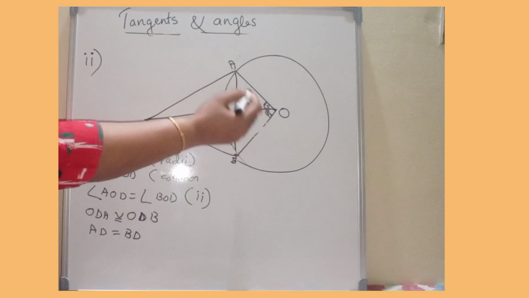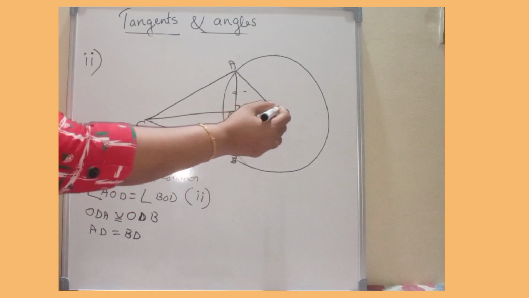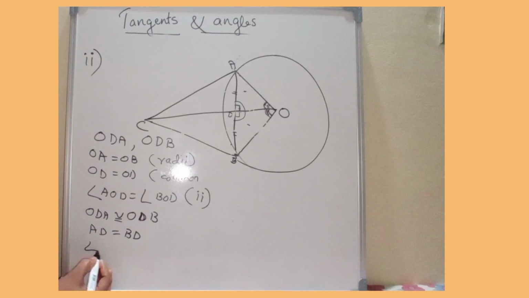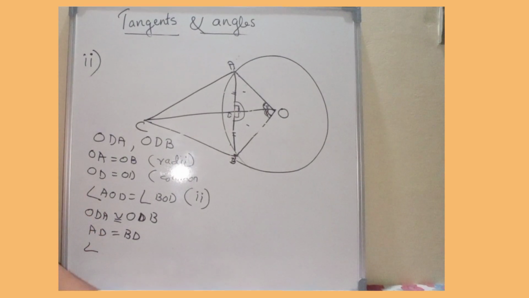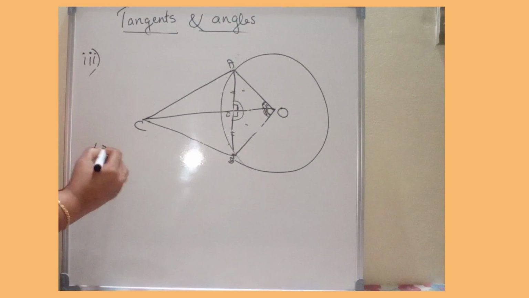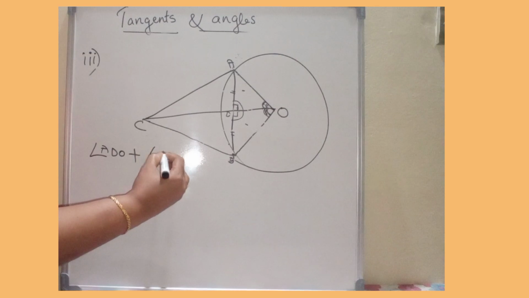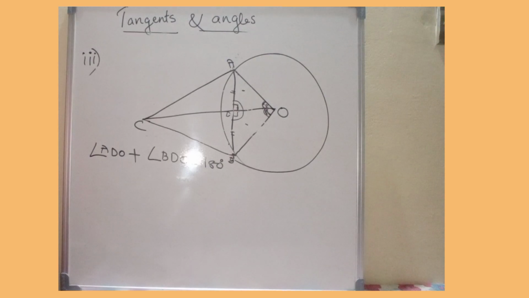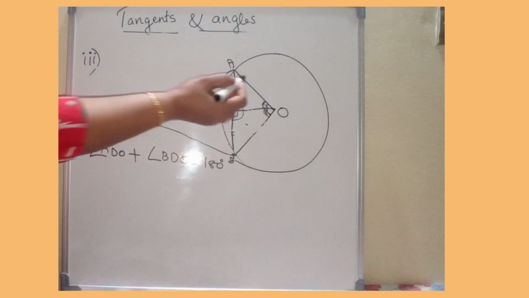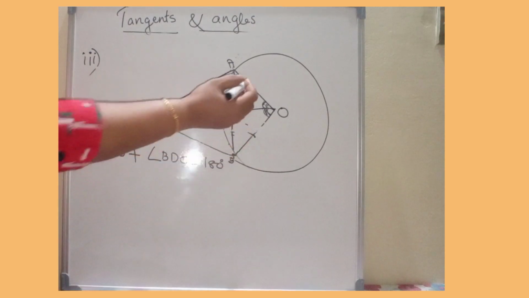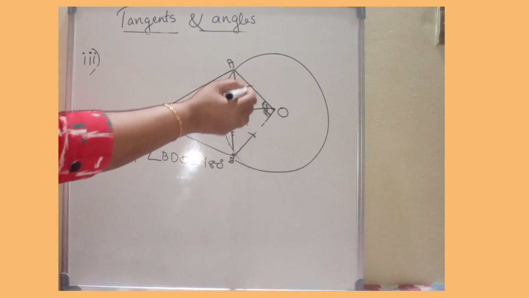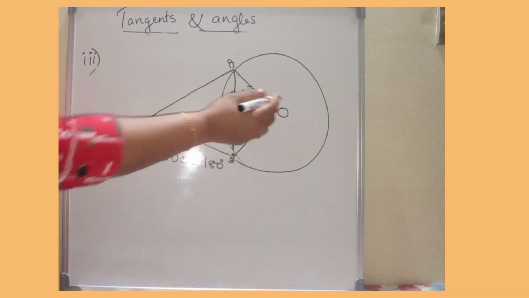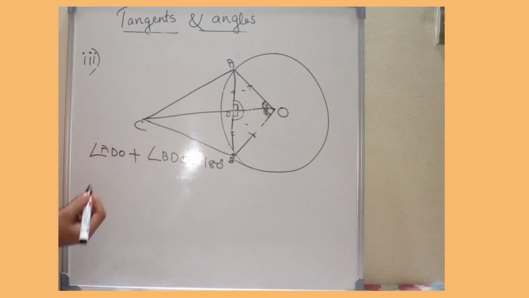Okay. See, this angle ADO and this angle BDO form a linear pair. See, this forms a linear pair. That is, angle ADO plus angle BDO is equal to 180 degrees because that forms a linear pair. And we know that in equal triangles, these two sides are equal, then the angles opposite to them are also equal. That is, angle ADO and angle BDO are equal. And their sum is 180 degrees.